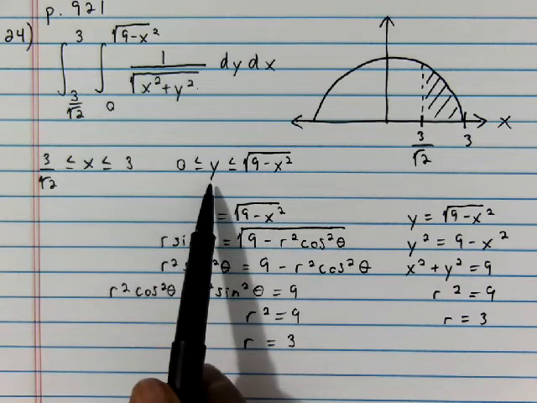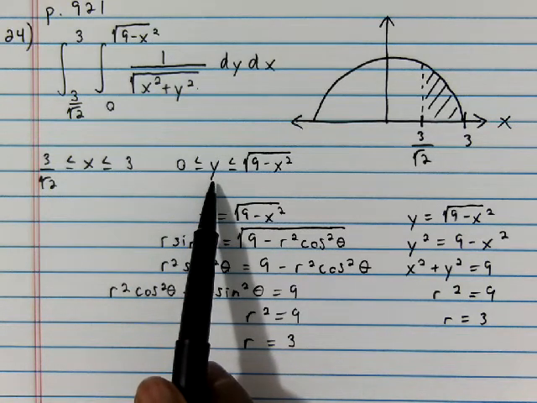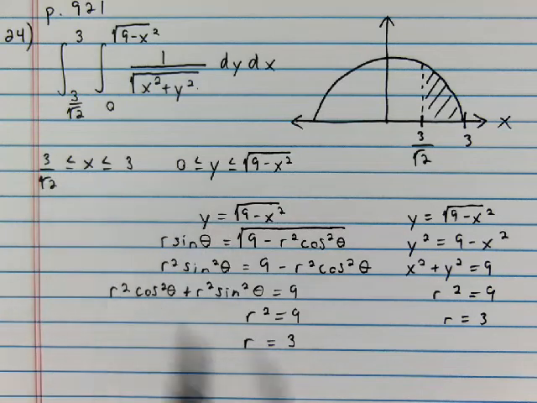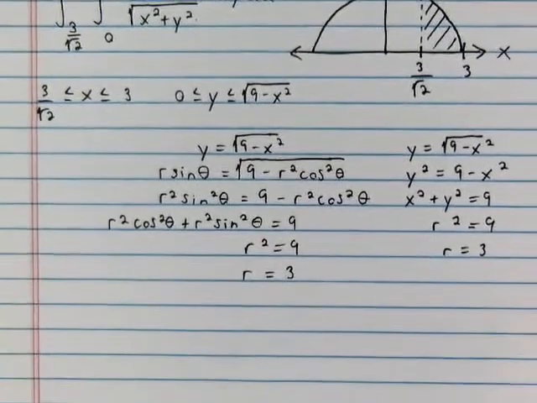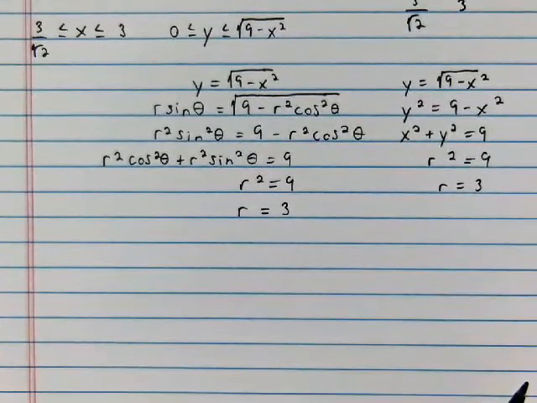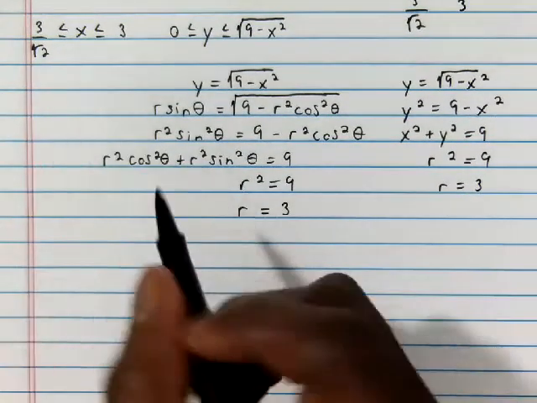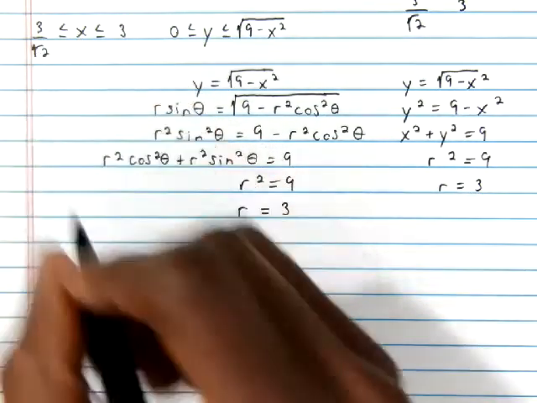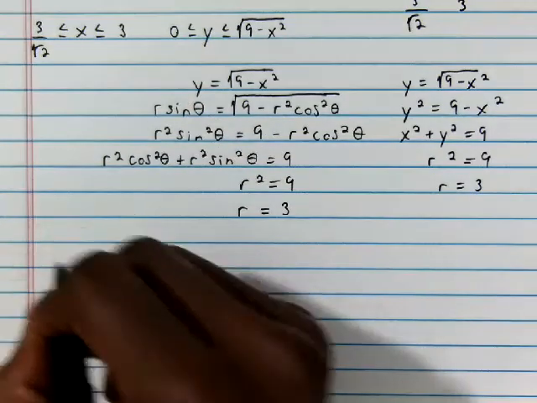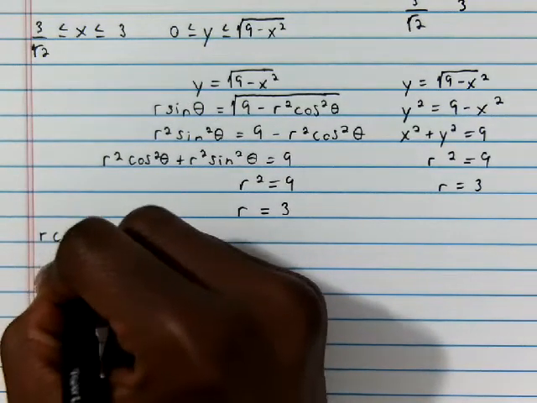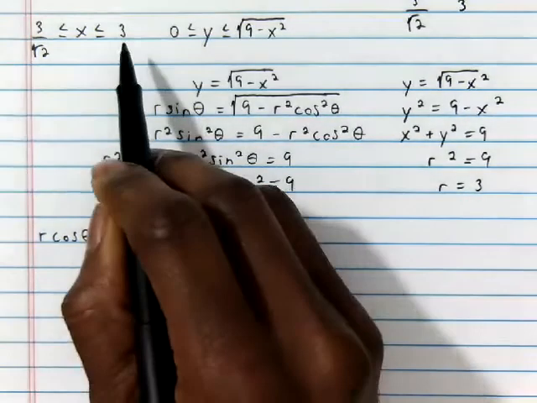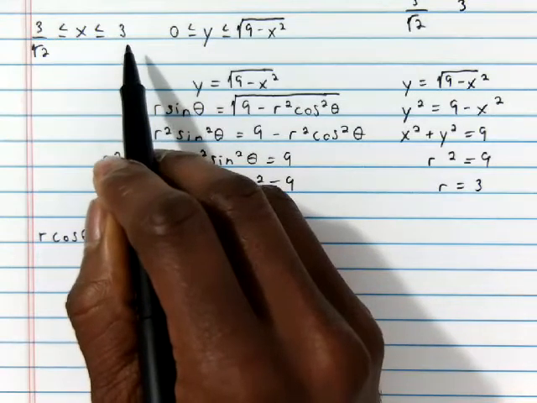I didn't do the r sine theta equals 0 part over here, but let's look at what we get from these x's first. All right, I'll just do these simultaneously. So r cosine theta equals 3 over root 2, and the other one is r cosine theta equals 3.